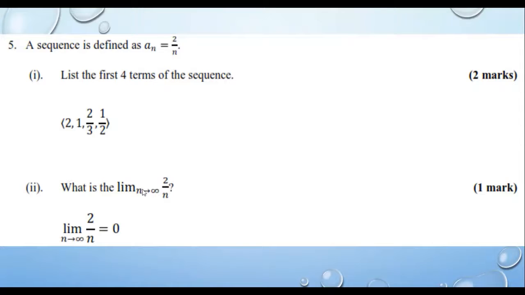And then what is the limit as n approaches infinity of 2 upon n? Remember, infinity is a very big number. If you put infinity in place of n, 2 upon infinity will give you 0. A number upon infinity will definitely give you 0. Why? Because infinity is a very big number. For example, if the value of infinity is 1 million, then 2 upon 1 million is 0.000002, so it will give you a number that is very close to 0. So that's why our answer is 0.